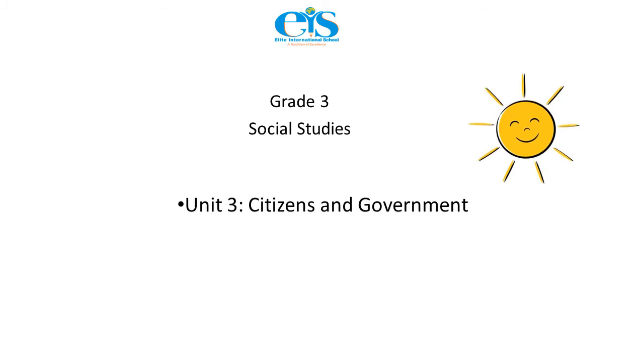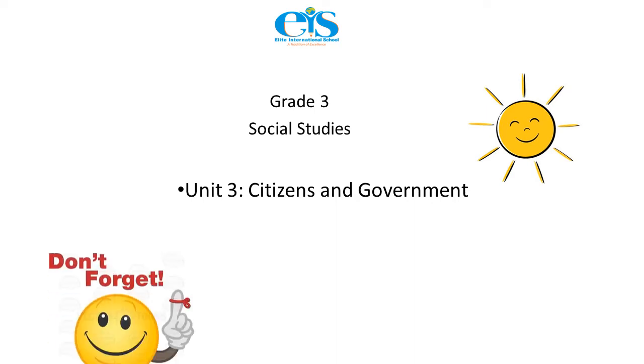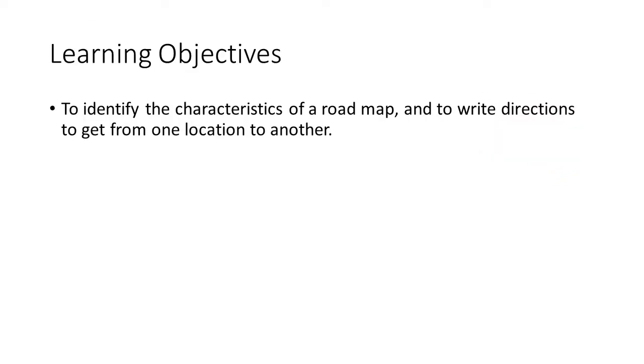This week, we're going to look into some very important skills related to Unit 3, Citizens and Government. So don't forget to pause this video and replay it for better understanding. Great, so the learning objective of this week's lesson is to identify the characteristics of a roadmap and to write directions to get from one location to another. Right? So you're going to be looking at a roadmap.